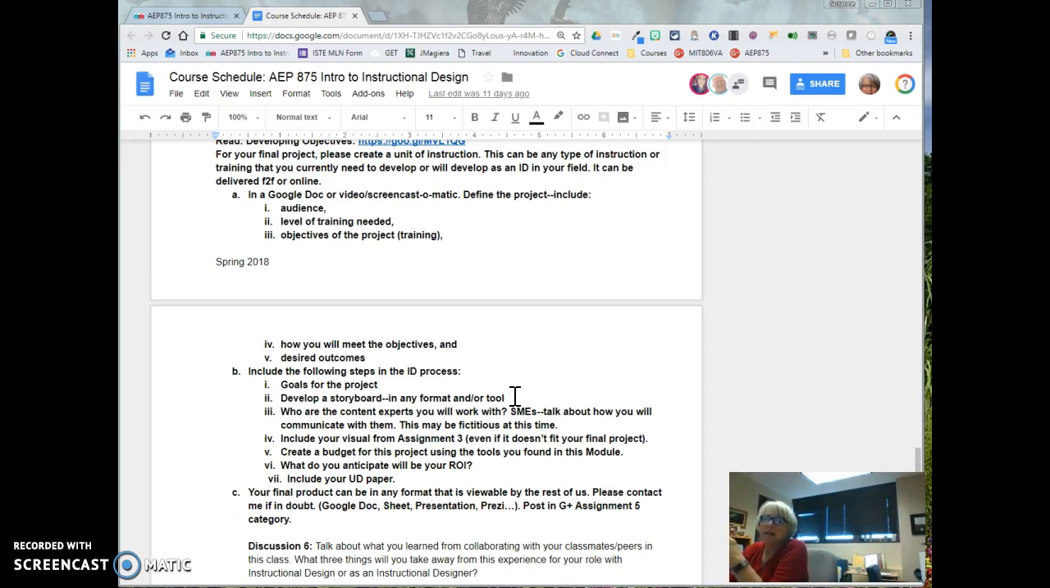The fourth part is to include your visual from assignment 3, even if it doesn't fit your final project. And it doesn't have to, because sometimes by the time you get to assignment 5, it changes. And then create a budget for your project. And some of that you can use from assignment 4. And then what will be your return on investment? And that would be an important one to include as well. And include your understanding by design paper as well.